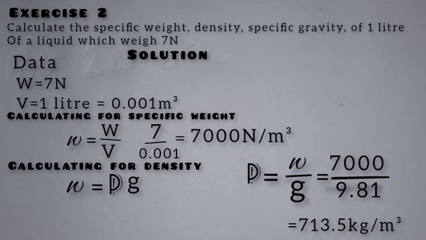Now, the third one, we are told to calculate specific gravity. We know that specific gravity is the density of the liquid over the density of a standard liquid, which is water. The density of the liquid calculated in the previous question is 713.5, divided by the density of water, which is 1000 kilogram per meter cube. When you do your calculation here, it will give us 0.7135, and that is our answer.